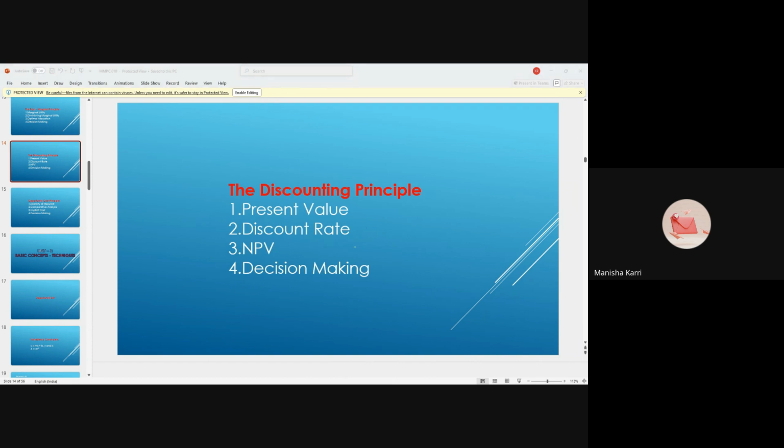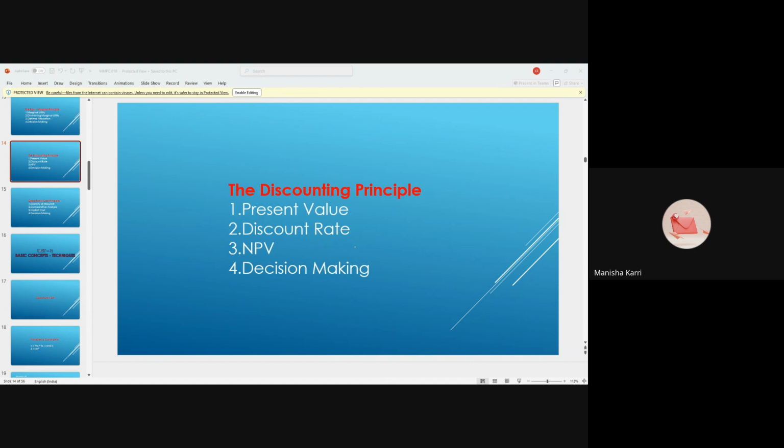Next one is the discounting principle. So what is the discounting principle? It is also known as the time value of money. It is a fundamental concept in finance and economics. It is based on the idea that a dollar received in the future is worth less than a dollar received today, due to the opportunity cost of not having that money available for investment or immediate consumption.